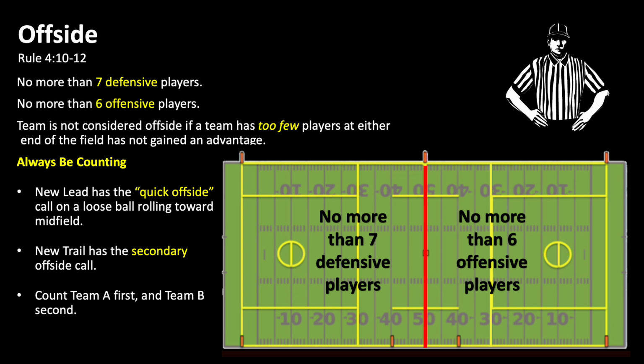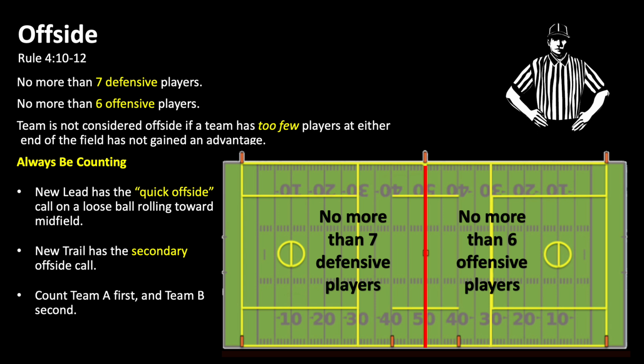So on a ball rolling towards the midline, the trail who's about to become the new lead needs to watch for that initial offsides, because if you've got your 7 defensive players on one side and the ball's rolling up towards the line and one of your guys steps on the midline, he's now offsides. Once play moves away from the midline, as the new trail comes up, they will get the secondary offensive side call, right?